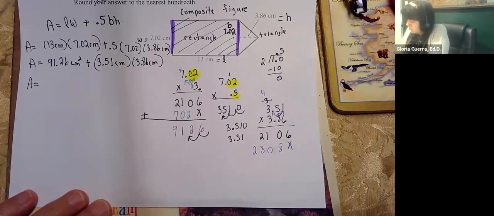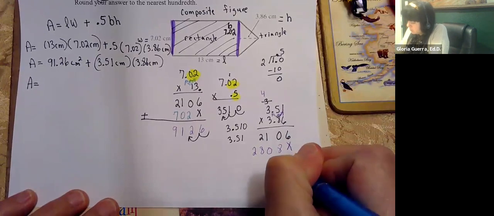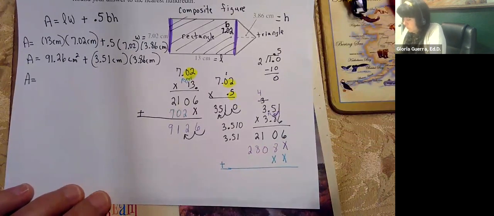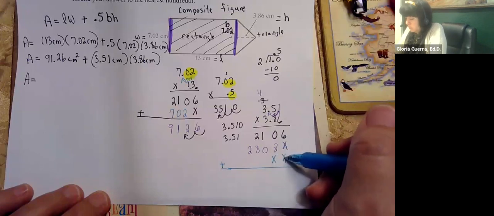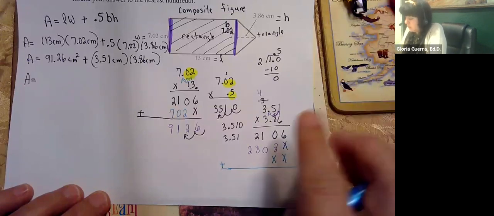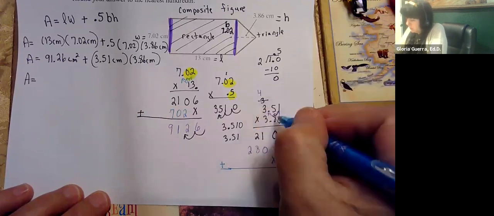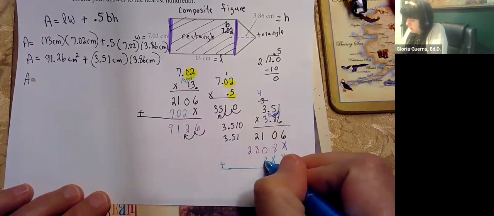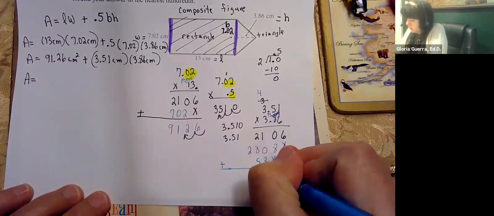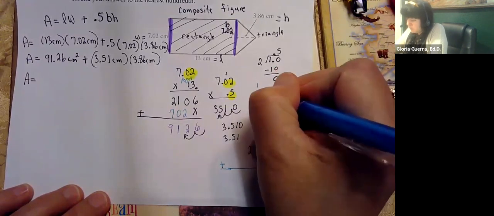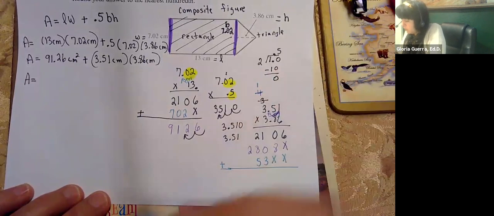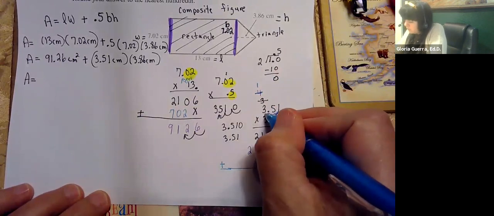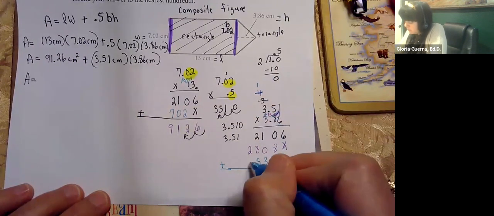So I'm going to do 2 X's here. And also I'm going to draw this long line. I'm going to put a plus over here. And I need two X's or 2 zeros or 2 empty spaces, because I'm going to start with 3 here. 3 times 1 is 3. 3 times 5 is 15. Carry the 1. And I should have crossed that out before. And then 3 times 3 is 9, plus 1 is 10.